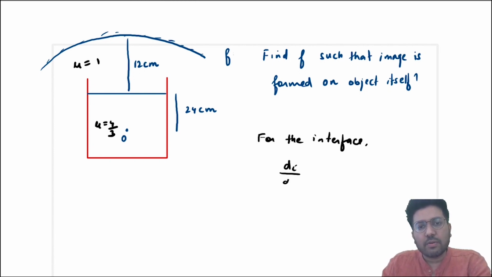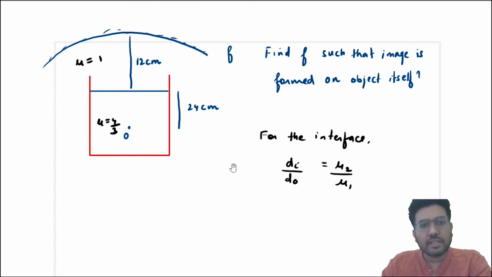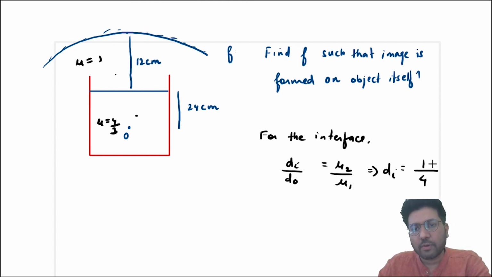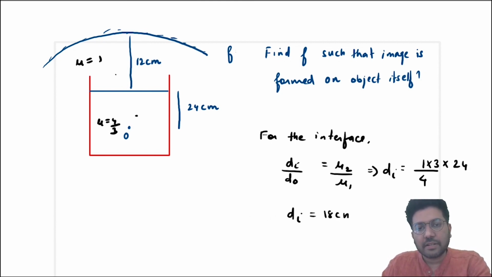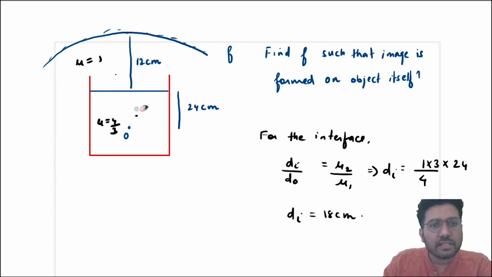di by do is equal to mu2 by mu1. So di is equal to, mu2 is how much? Light is moving from here to here, so this is mu2, this is mu1. So I will write mu2 is 1 divided by 4 by 3 into do is 24 centimeter. From this I will get di is 18 centimeter. So the first image is formed at a distance of 18 centimeter, right?